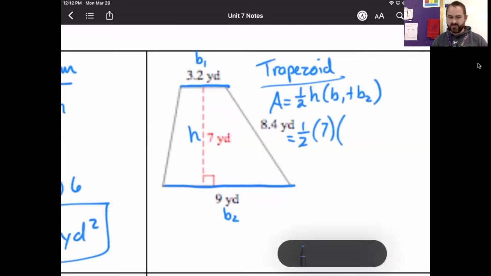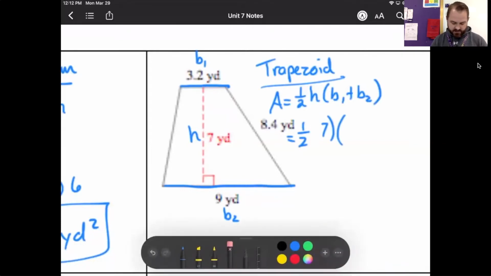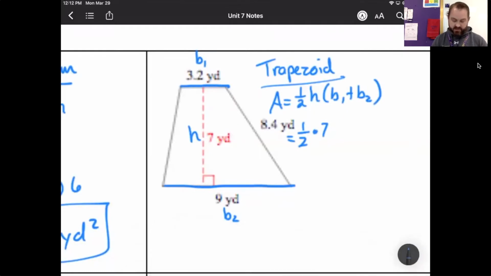I use parentheses for multiplying there. You don't have to. We can do a times dot and then parentheses for this, if it makes more sense. Base 1 I've already called 3.2. That means base 2 is 9. The order of those, again, doesn't matter. You can flip those around. Either way, you're still going to get the same result when you add them. And so that's what I'm going to do first. I'm going to add those together first.